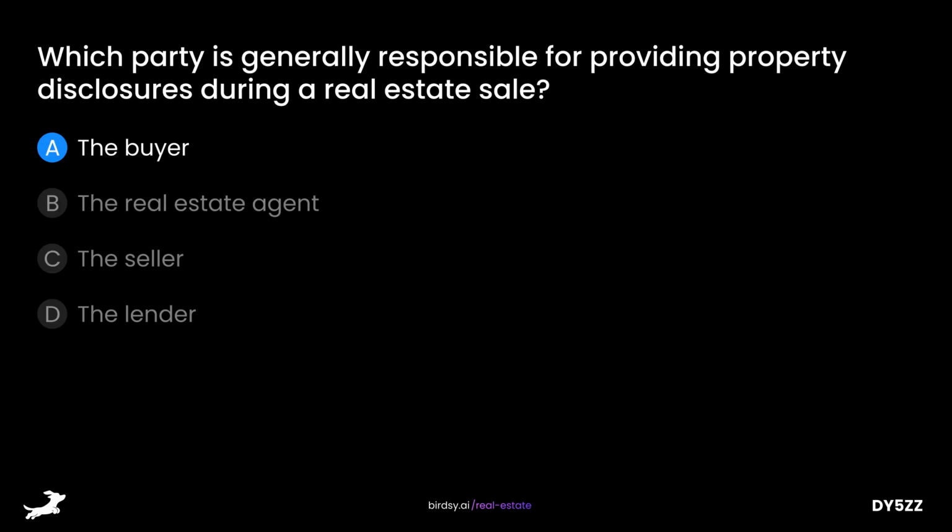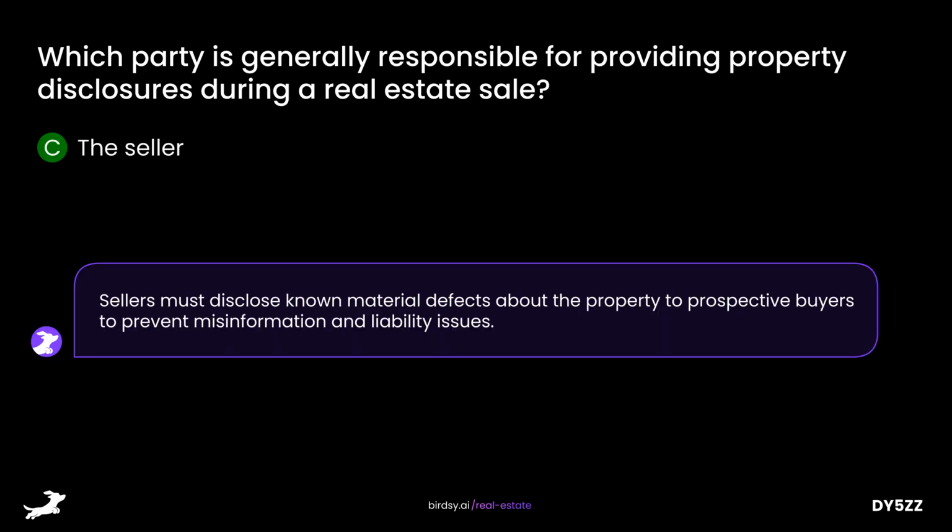Is it A, the buyer, B, the real estate agent, C, the seller, or D, the lender? The answer is C, the seller. Sellers must disclose known material defects about the property to prospective buyers to prevent misinformation and liability issues.